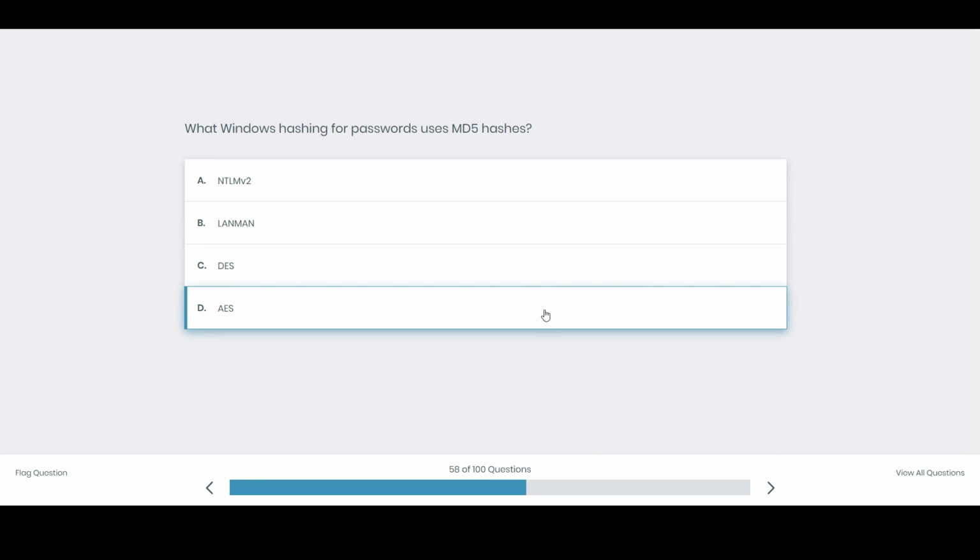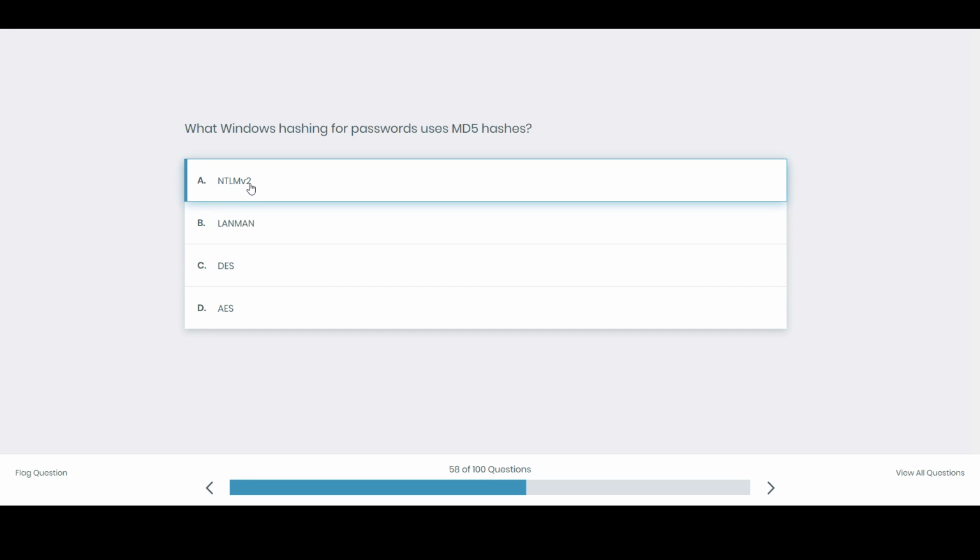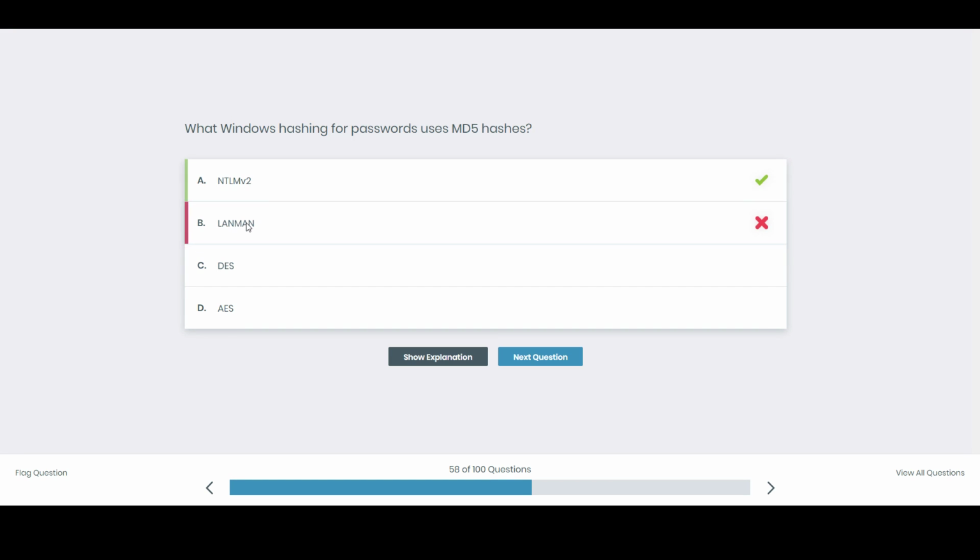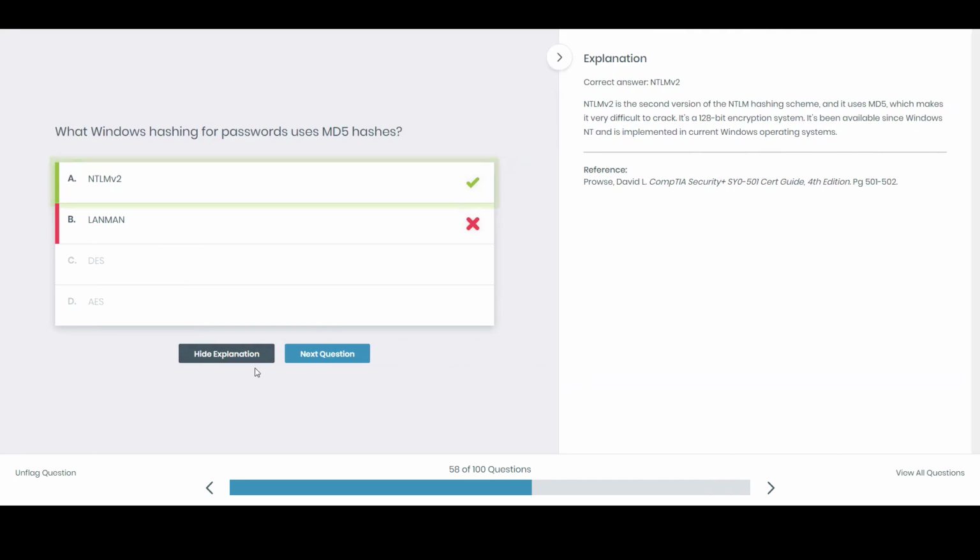What Windows hashing for a password uses an MD5 hash? Windows hashing? LANMAN? Because I think NTLM version 2 is the new one. LANMAN. Oh, NTLM. So it uses the MD5 scheme. Okay, so meaning to say NTLM first, then the next one. Okay, gotcha.